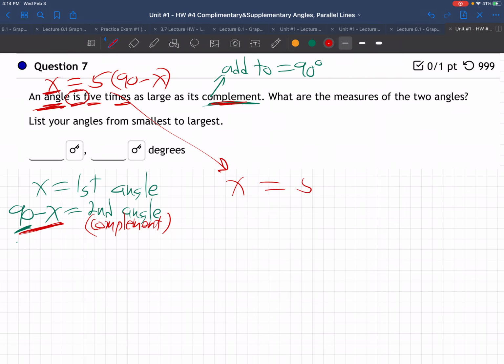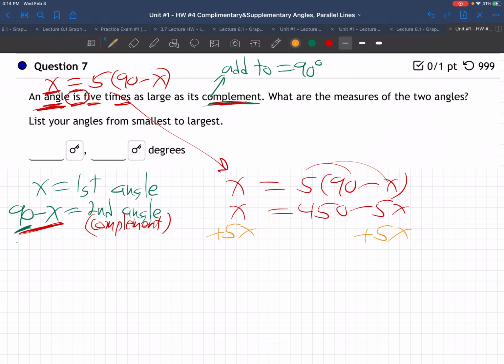X equals 5 times 90 minus x. Okay, distribute through the parentheses. 450 minus 5x. You know what you do when you have x's on both sides? You do the opposite, right? So I add 5x to both sides. Cancels out here. This is 6x here. And then last step, divide, not by 3, what am I doing? Divide by 6.